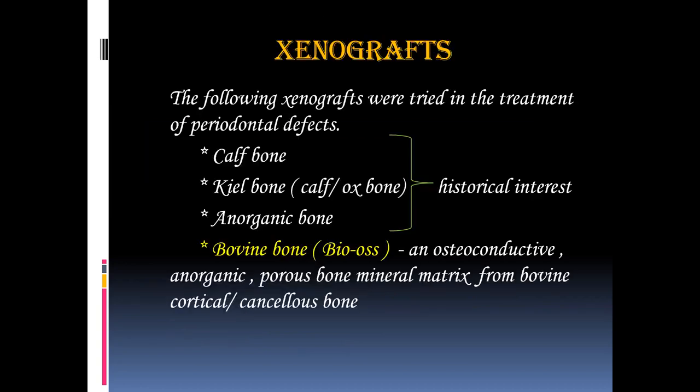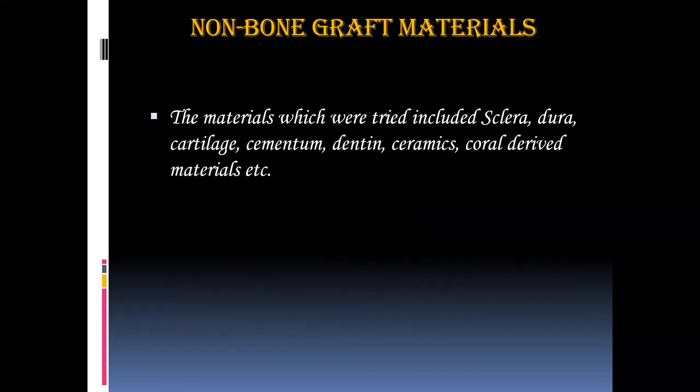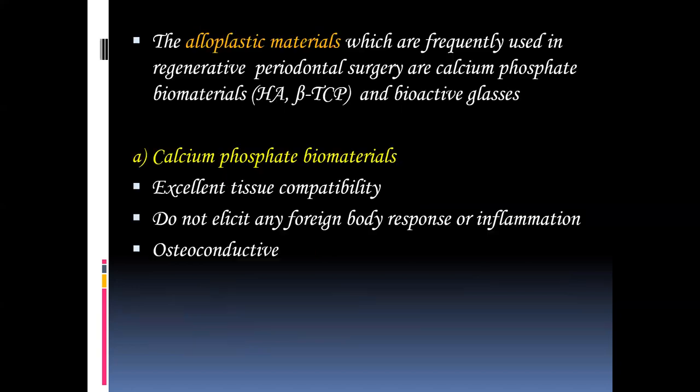Xenograft, the next category, is obtained from different species. The following xenografts were calf bone, keel bone, or inorganic bone. These are historical. Nowadays, we are using bovine bone. It's an osteoconductive material, an organic porous bone mineral matrix from bovine cortical or cancellous bone. And non-bone graft materials which were tried included sclera, dura, cartilage, cementum, dentine, ceramics, coral-derived materials, etc.